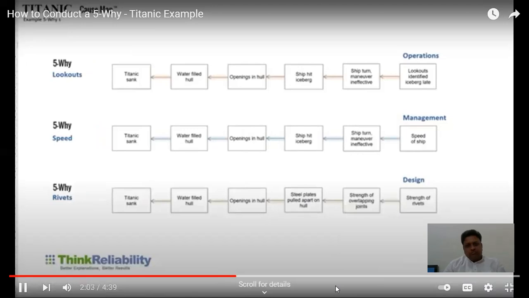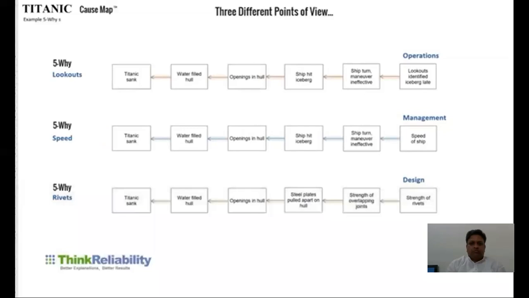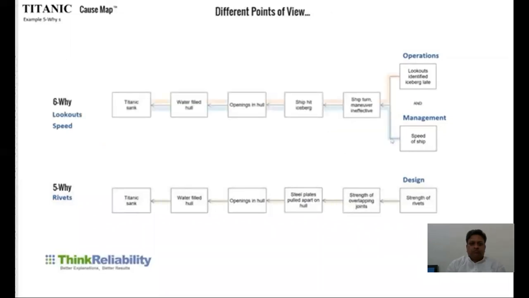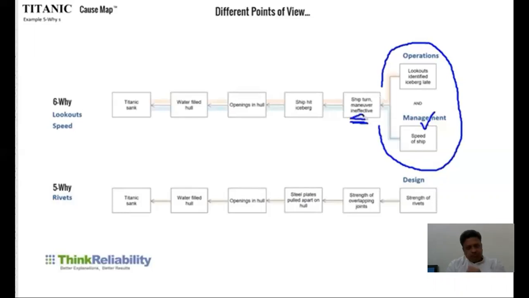The key is that even though people see the problem differently, they have different points of view, it doesn't change the incident. The Titanic incident happened a particular way. You can combine these cause and effect relationships together, and you find out that the ship didn't turn sufficiently because the lookout saw the iceberg late and because of the speed of the ship. The reason why this is important is because even if the lookouts see the iceberg late, if the ship is traveling a different speed, it changes the ability for the ship to turn. Even if the speed is 18 knots, if the lookouts see the iceberg earlier, it changes the ability for the ship to avoid the iceberg. So both causes are required to produce that particular effect.